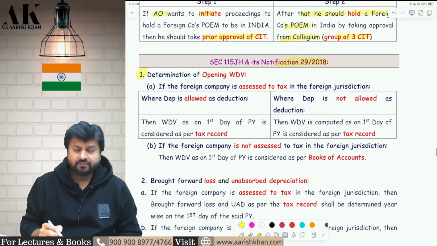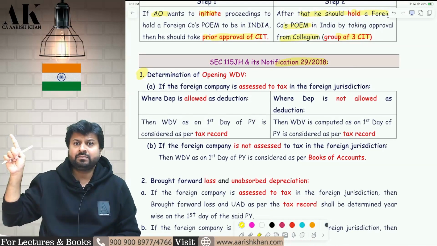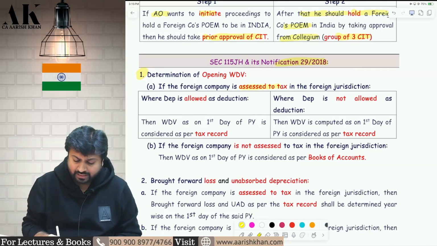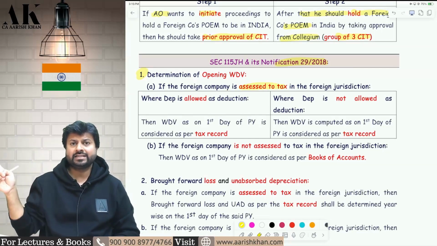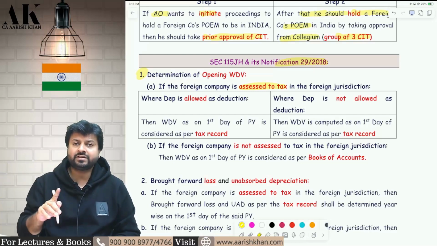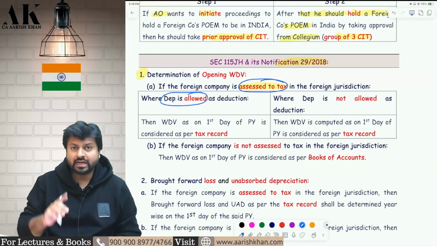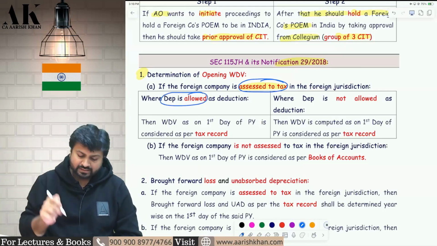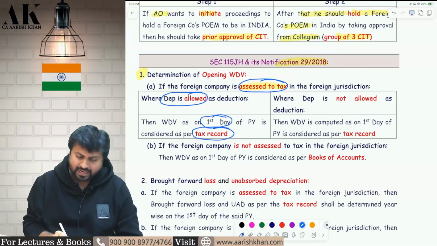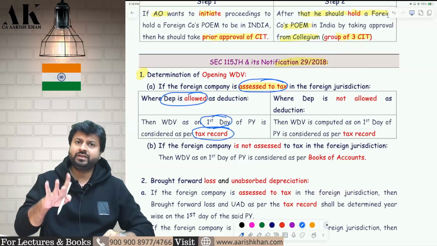The first thing is, we need to find out the country in which the foreign company is located, whether that country has tax or not. If that country has a taxation law, then the treatment is different. If that country does not have a taxation law, then the treatment is different. So if that country has a taxation law, then we need to ask whether depreciation is allowed as deduction to them over there. If yes, whatever is the WDV on the first day as per the tax record, that will become the WDV in the income tax law.